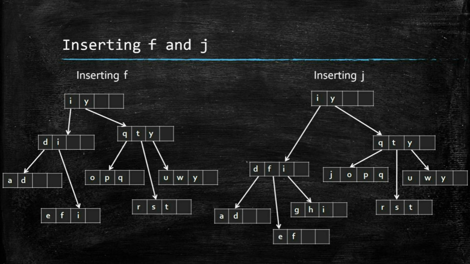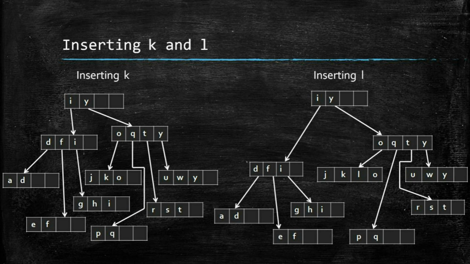In order to employ this, we insert J as the child of Q. To insert K, we again use the same rule of splitting the child node and inserting K in the child node of O. We just simply insert L in the child node of O.